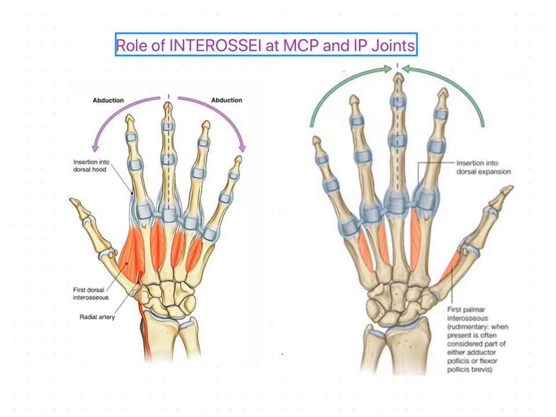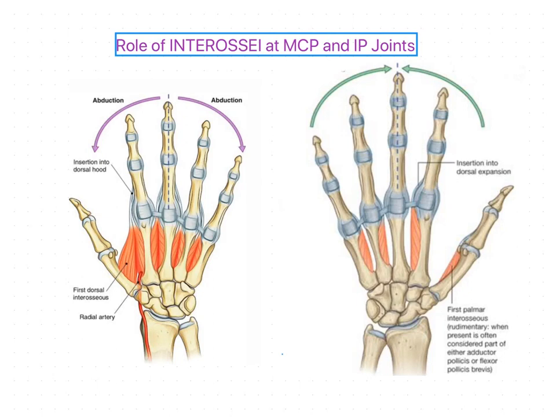Dear students, welcome back. In the previous session, we have discussed the coupled actions of the PIP and DIP joints regarding the extensor mechanism. Now, in this session, we are going to discuss the role of interossei muscles at MCP and IP joints. We have already discussed the attachments of the interossei muscles in the previous sessions.